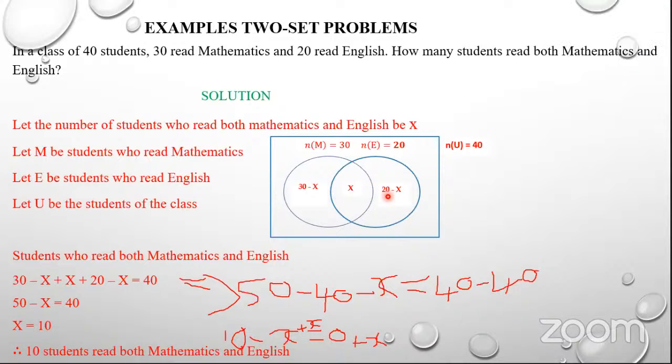So with that, since the question didn't tell us that none of the students read any of them, it simply means that when we add all these three regions, this region plus this region plus this region is equal to the universal set, that's the number of elements or the number of students in the class. So that's what you've done. So you start with 30 minus x, then plus this region plus x, then plus this region 20 plus x should be equal to 40. Are you with me there?